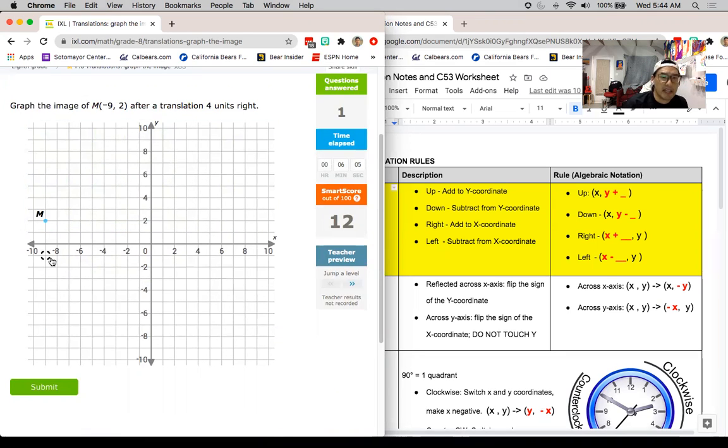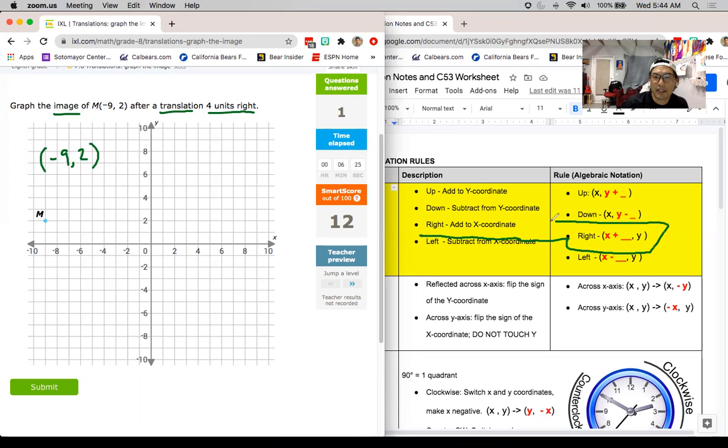Now I've got m equals -9, comma 2. That's my point M, it's the image. I'm gonna translate 4 units to the right. I look at my notes, 4 units to the right. I'm adding to the x coordinate. There's my algebraic notation that tells me what I need to do. I'm just going to copy my notation here. It tells me x plus some number, comma y. Y doesn't change. All you're doing is adding to the x when you are going to the right.